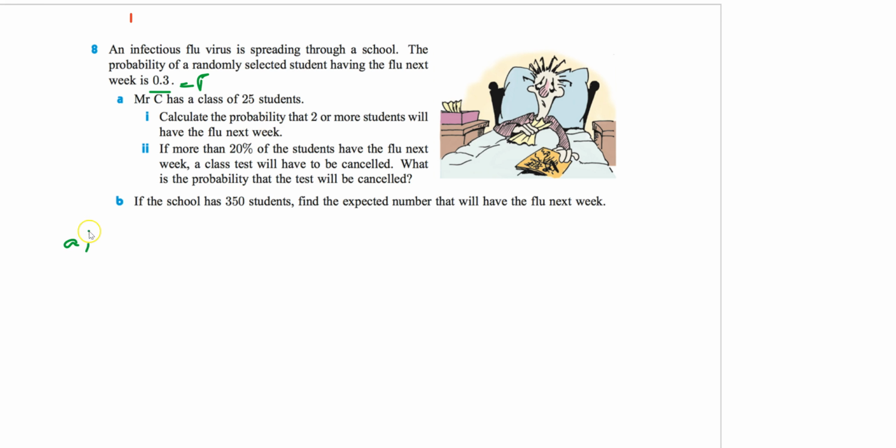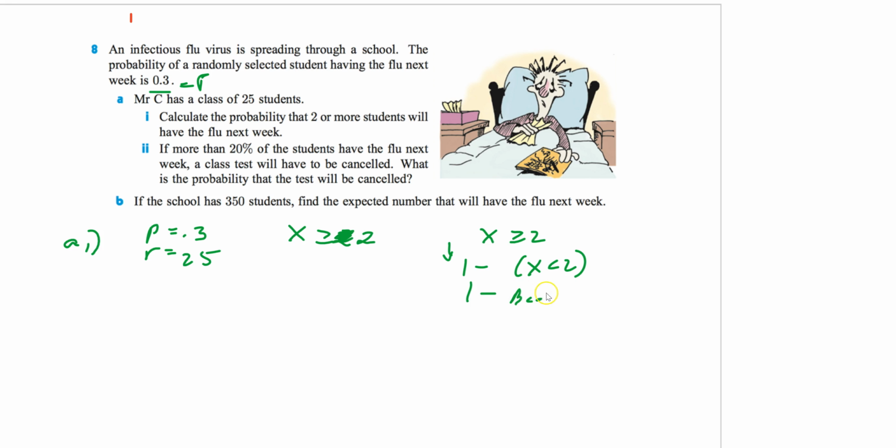Okay, so for part A, we have our p is 0.3. His class has 25 students, and he wants 2 or more. So X is greater than or equal to 2, right? Because 2 or more, so greater than or equal to 2. So notice again, greater than or equal to, so it's CDF, right? And I have this pointing in the wrong direction. So they go 1 minus X is, you have the line, you're going to lose it, 2, which means I got to go 1 lower. So 1 minus binomial CDF of X is less than or equal to 1. Right, so that's the answer to A.